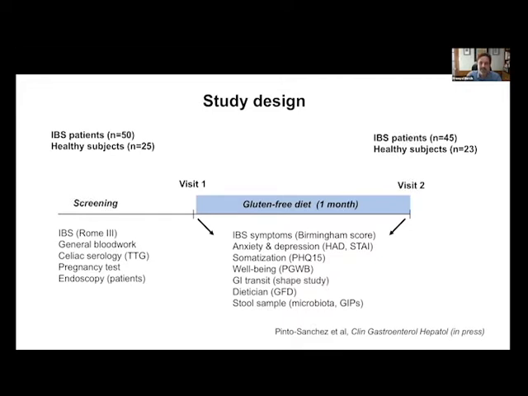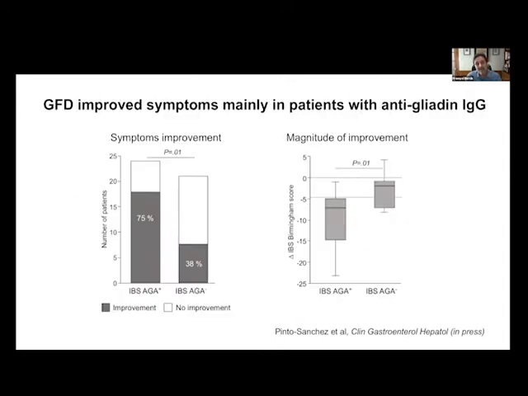In a study which was just accepted in Clinical Gastroenterology and Hepatology, we studied the effect of 1 month of gluten-free diet in patients with IBS, defined by Rome III criteria, and healthy subjects. We enrolled 50 patients and 25 healthy volunteers, and we studied their IBS symptoms, but also psychiatric comorbidities and intestinal transit, before and at the end of this 1 month of gluten-free diet. And these are the results.